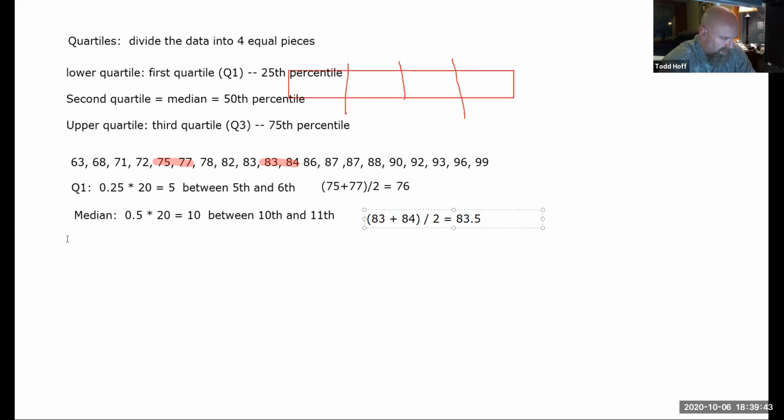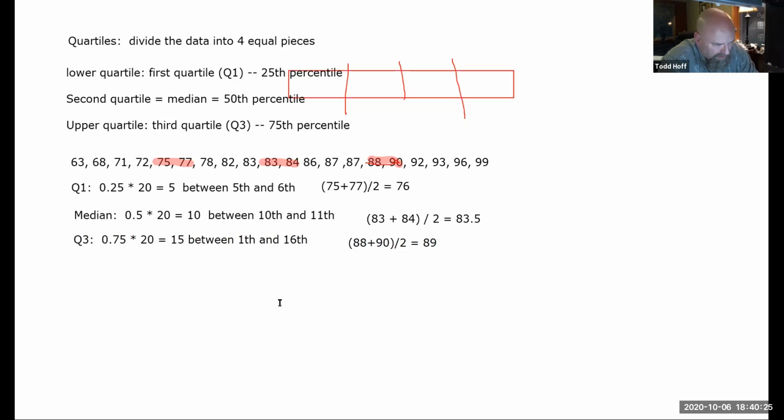And our third quartile, Q3, that's 0.75 times 20, which is going to be 15. So that's between the 15th and 16th numbers in the list. That's between 88 and 90, which is going to be 89, of course. We'll do 88 plus 90 divided by 2 is 89. So that is our third quartile.